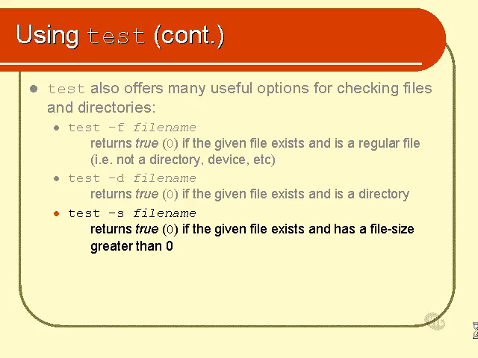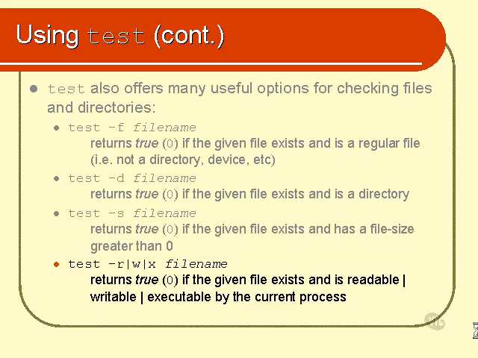We've got a couple of other options. We've got test minus S, which will return true if the file exists and has a file size greater than 0. Now, it doesn't actually test to see whether it's a regular file or a directory or anything like that, it just tests its size. Directories too can have a size, so bear that in mind.